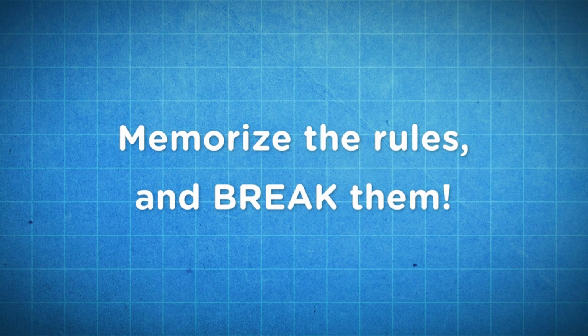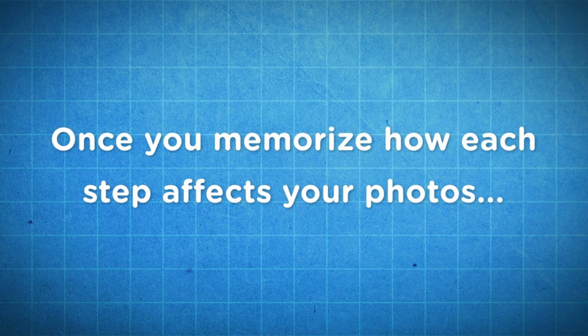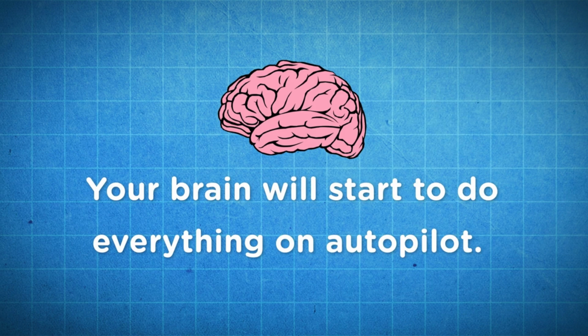The most important step of all, memorize the rules and break them. Everything I've discussed in this course will help you to start taking and editing amazing photos all on your phone, and should be committed to memory. Once you memorize how each step affects the way a photo is perceived, your brain will start to do everything on autopilot while you're out shooting.